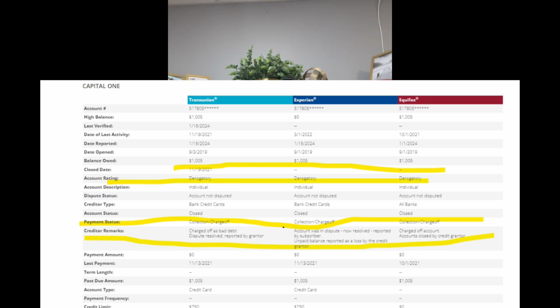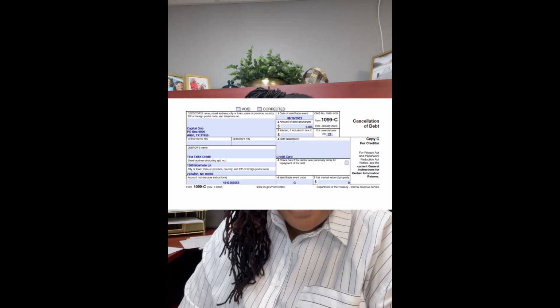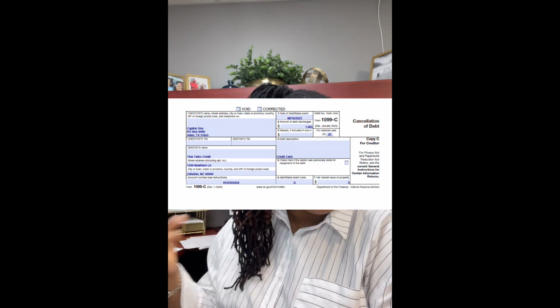So we're going to use the 1099-C form that we received as supporting evidence directly from the creditor that the debt has been forgiven. So if the debt has been forgiven, that means that you owe them zero. The account is not a collection or a charge off, and they are reporting that inaccurately on your credit report.